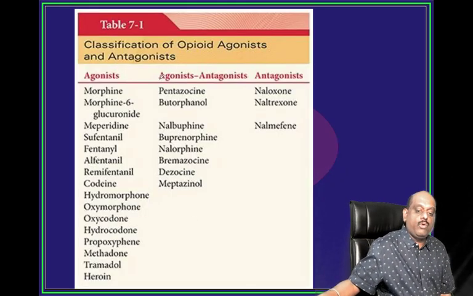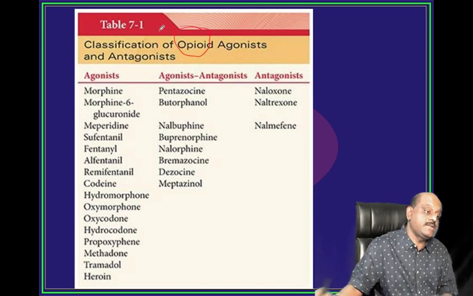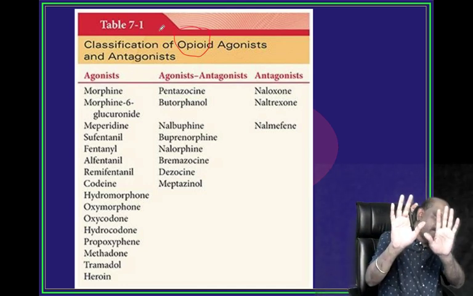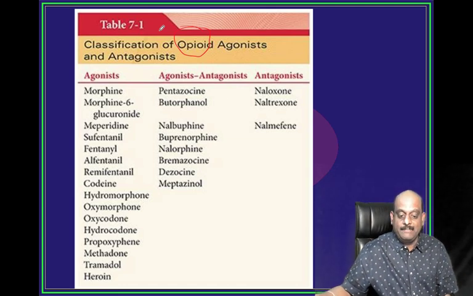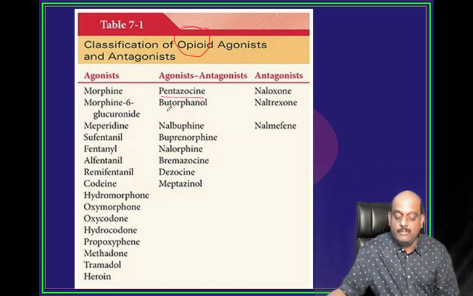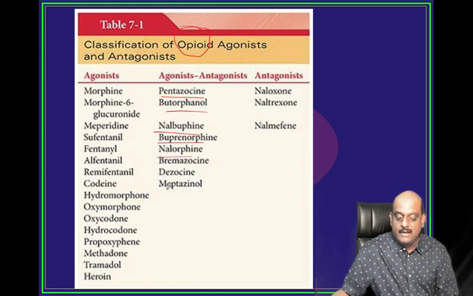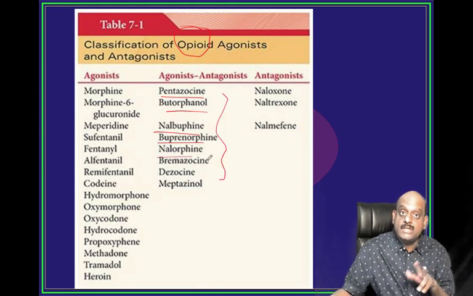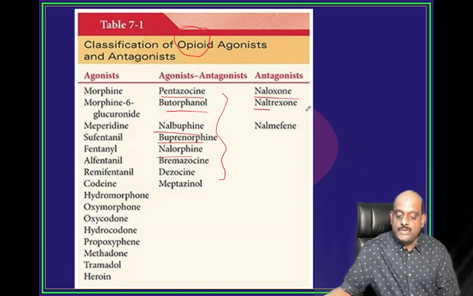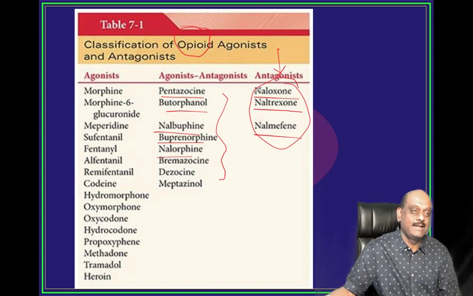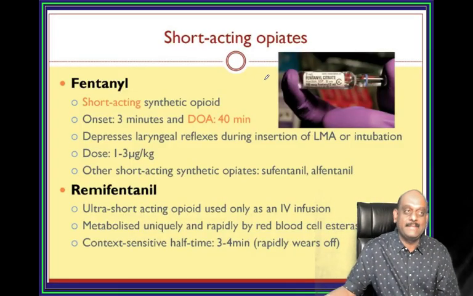So, how do you divide the opioids, doctor? This is another table, batti marne wala table. Examiner zaroor puchega. Pentazocine, butorphanol, nalbuphine, buprenorphine, they are called agonist-antagonists. Naloxone, naltrexone, nalmefene, they are all antagonists. That is what you need to remember.